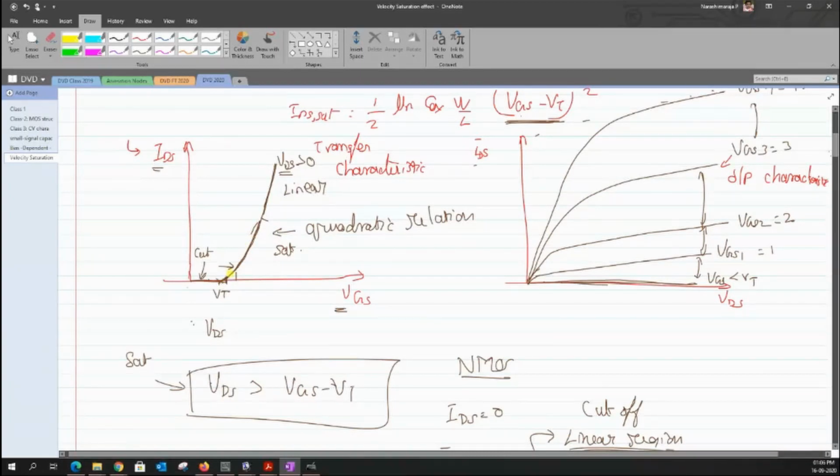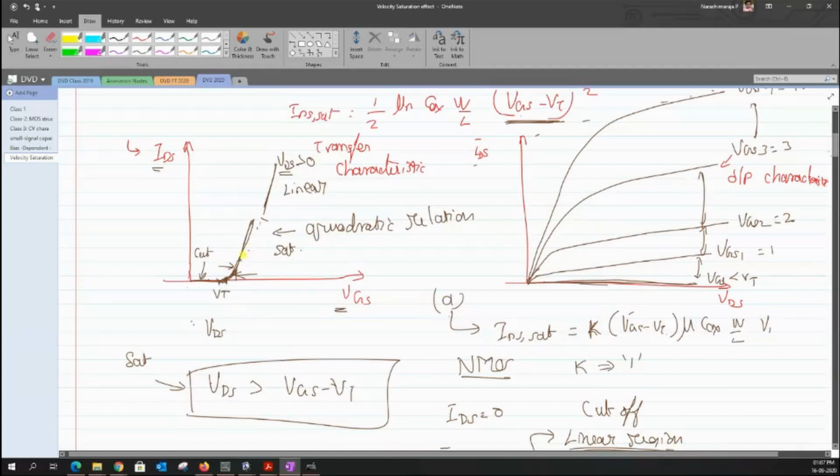But at small values of VGS minus VT, it will still be quadratic, because the current IDS has an expression kappa of VGS minus VT. When VGS minus VT is small, what does it mean? Kappa will take up a value of 1. When I try to plot, this small portion will reflect a quadratic relation, but once I cross a particular value, it becomes a kind of straight line, a kind of linear graph.